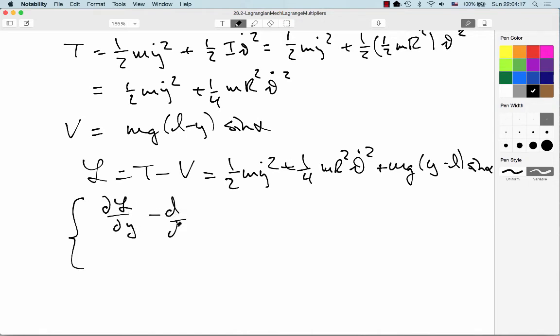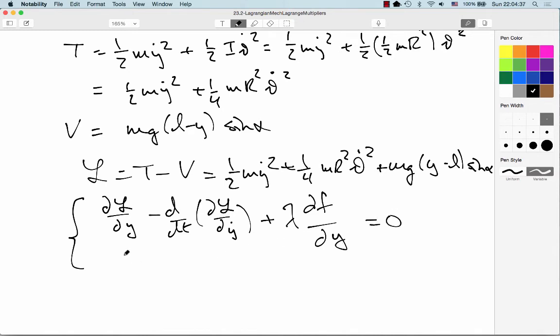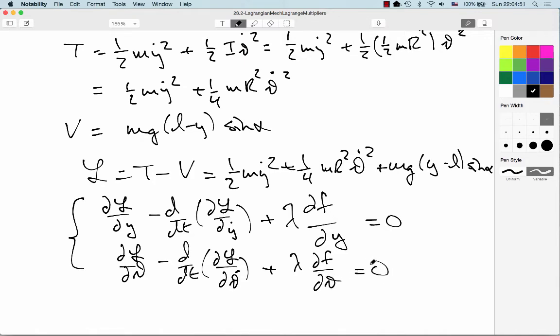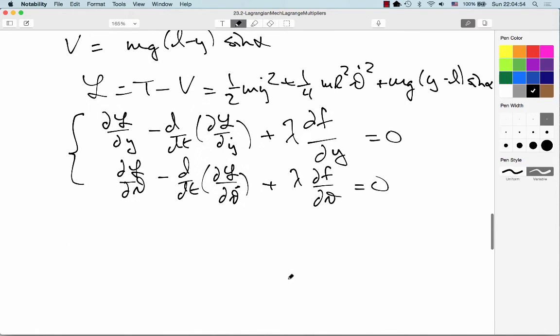So anyway, my Lagrangian equations of motion with the Lagrange multipliers become partial L partial y minus d dt of partial L partial y dot plus lambda, it's not going to depend on t here, partial f partial y equals 0. That's one of them. And the other one here will be partial L partial theta minus d dt of partial L partial theta dot plus lambda partial f partial theta equals 0. So that's my system.